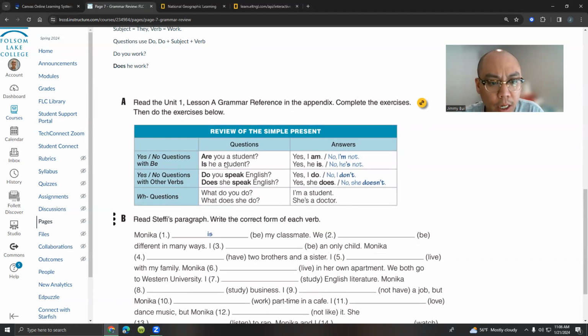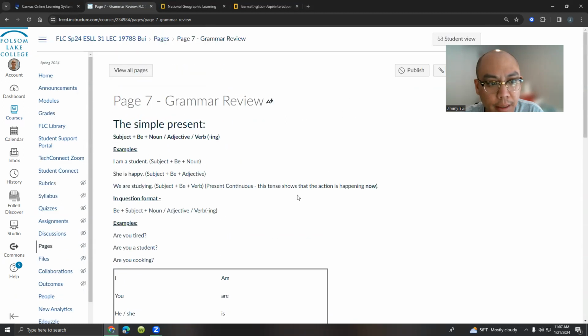So here, yes, no questions with the verb be. Again, this is used for a state. And so what this means is we're asking, are you a student? Is he a student? Okay. The verb be is are and is. Okay.